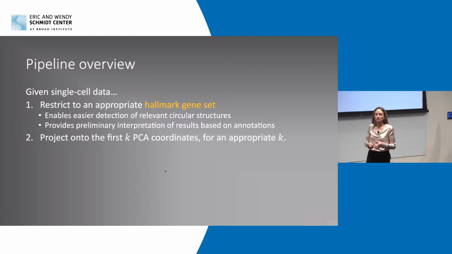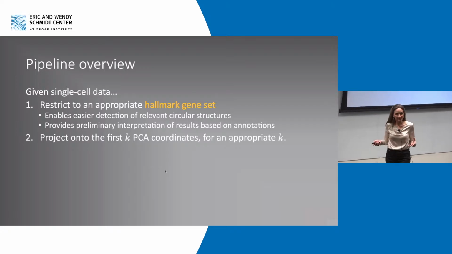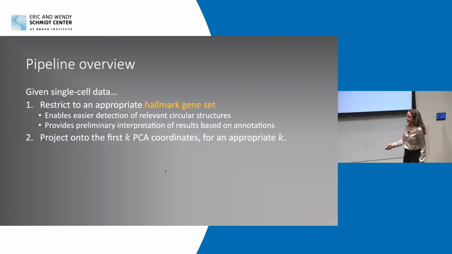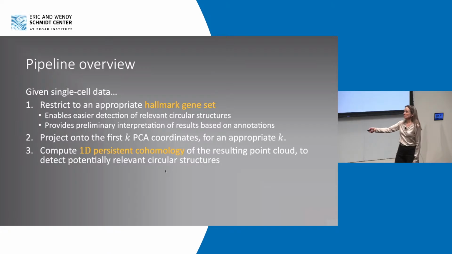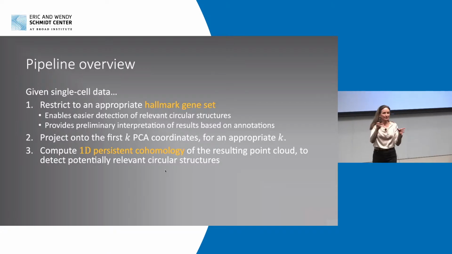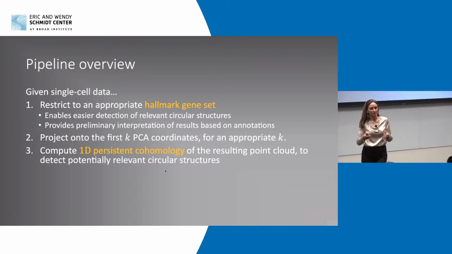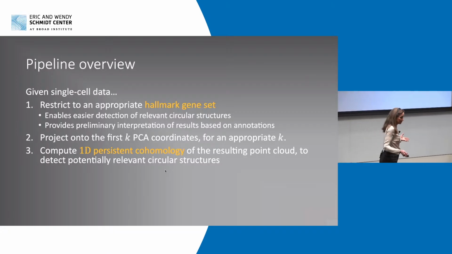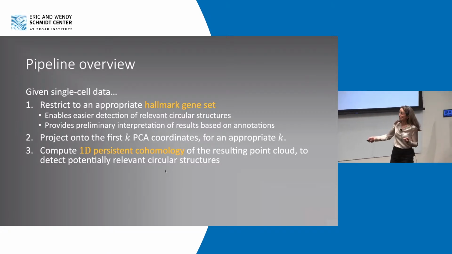We're going to project onto the first k PCA coordinates. Often in the calculations we've done, k equals 5 turned out to be a good answer. That's not something that's mathematically justified, but it's worked so far. It's an engineering type solution. And then from that, we'll compute what's called the one-dimensional persistent cohomology of this point cloud. So what we're getting is a bunch of points in some sort of usually 5-dimensional space. We'd like to say, what kind of structure are we detecting there? And we're going to use the tools of persistent cohomology to detect these circular structures, and I'll explain how.